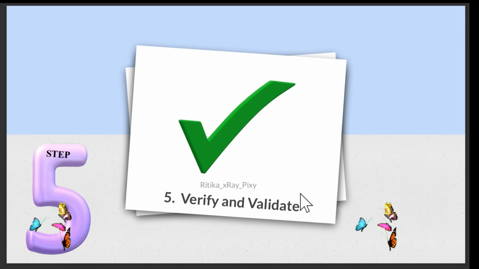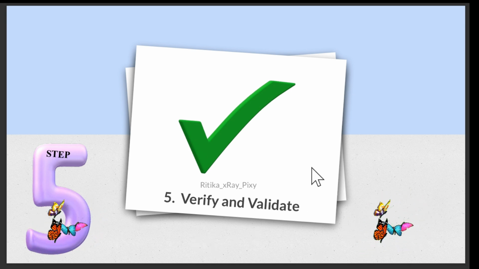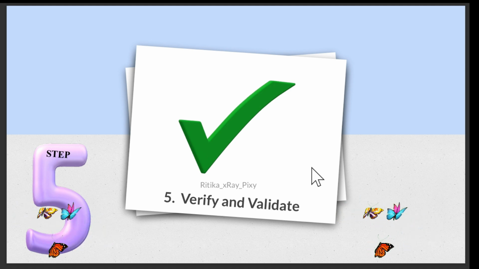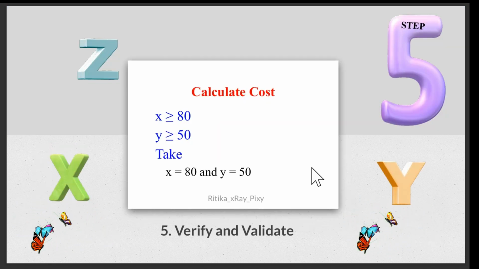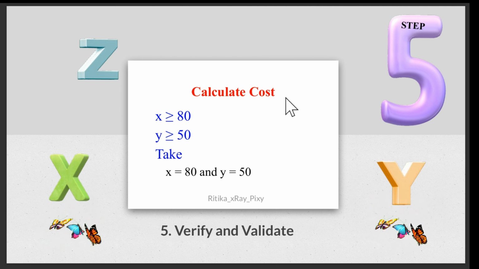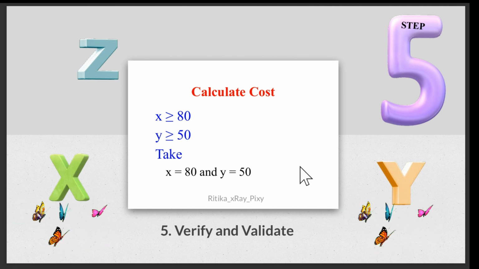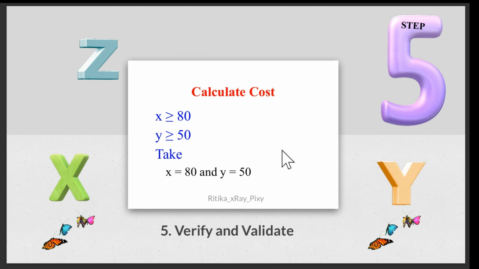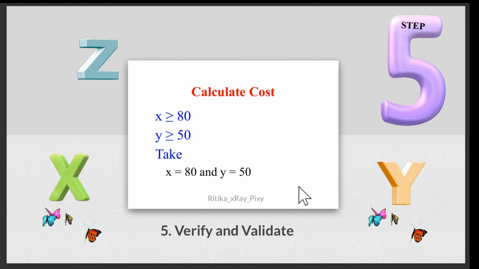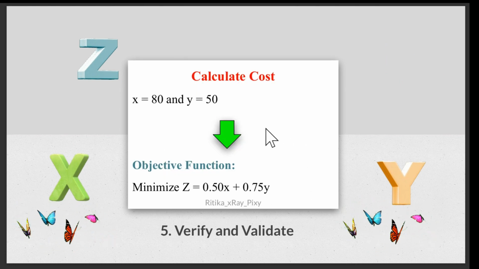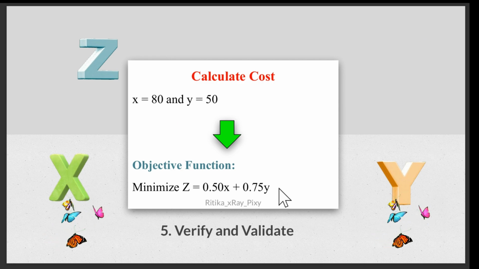Now step 5, we will perform validation and verification. We will check if the minimum required amount of flour and sugar meets the budget constraint or not. So first we will calculate the cost if we just meet the minimum requirements. Here we are taking the value for x as 80 and y as 50. Now we will calculate the cost. Put the x and y values in the objective function.